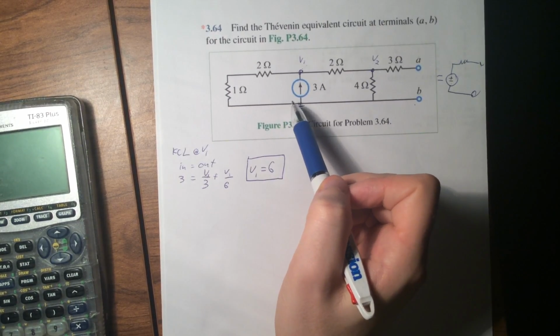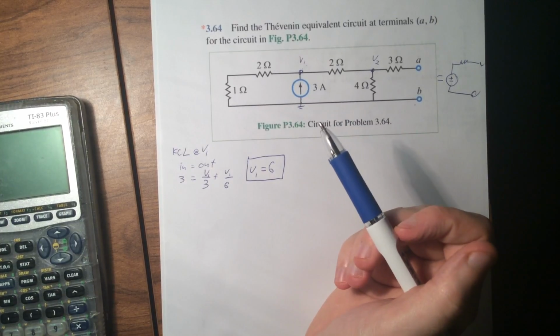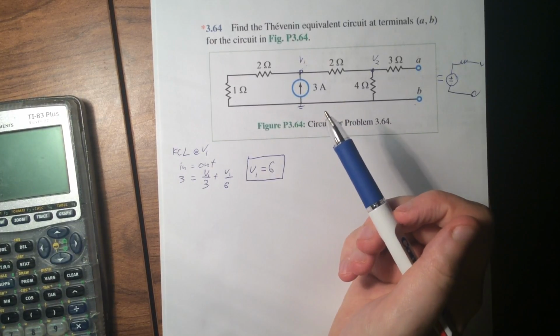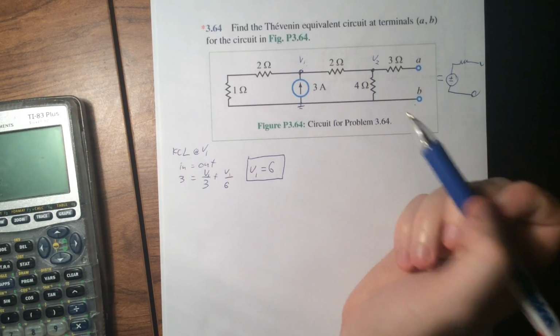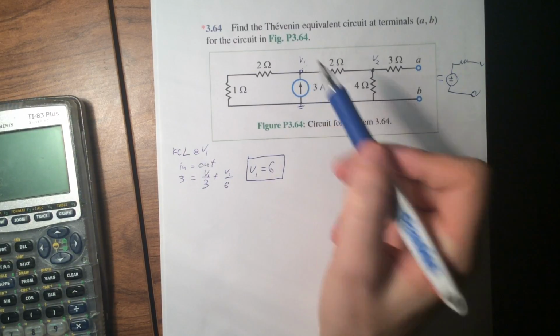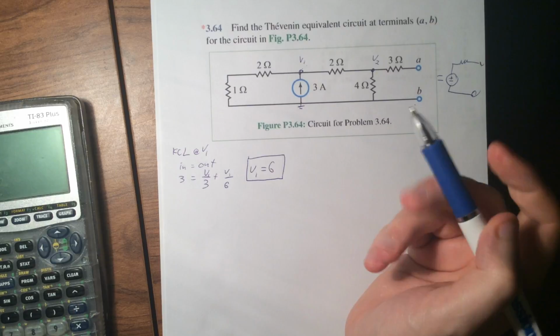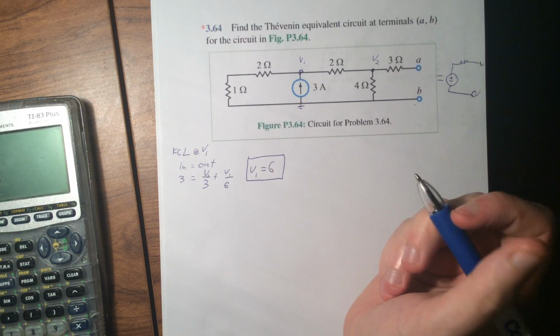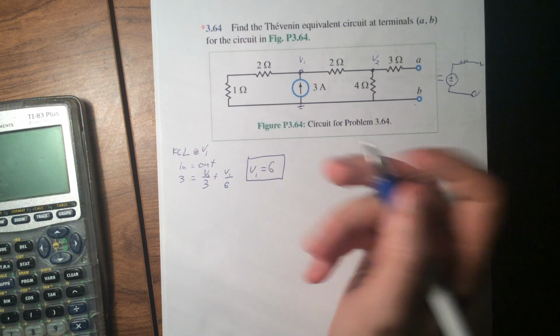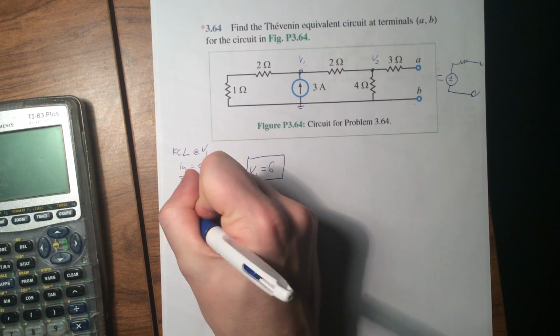So next bit that we're going to do is try to find what the voltage drop is across some of these resistors. So what we need to do, how do we get to ground from this? We're going to use a voltage divider.